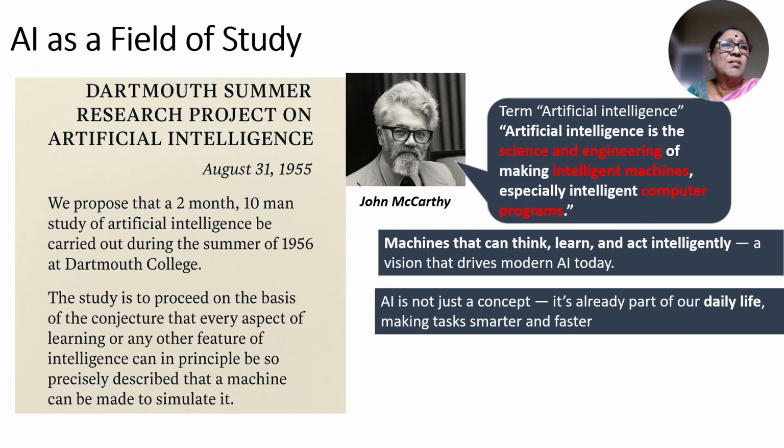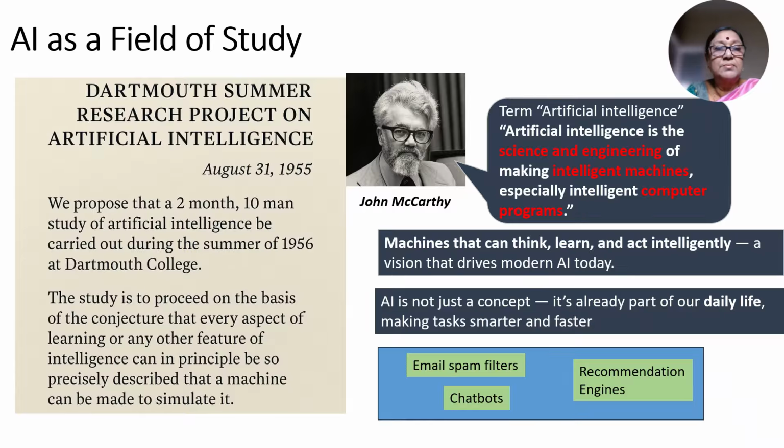Now, AI is not just a concept. As we already saw, it is already part of our daily life, making tasks that we used to do smarter and faster. Examples are email spam filters, which automatically tell you whether mail is spam or not spam, and recommendation engines, which, when you buy a book on Amazon, recommend some books for you based on things like what you searched for earlier. And then the chatbot, which is ChatGPT. If you've used it, you know what it is. So these are some applications of AI.